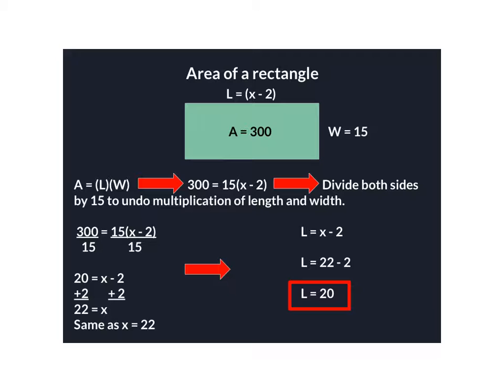From there, it's simple to undo this subtraction of this 2. We add it to both sides. 20 plus 2 gives me 22. That equals x because these 2s cancel. Well, that's the same as x equaling 22.